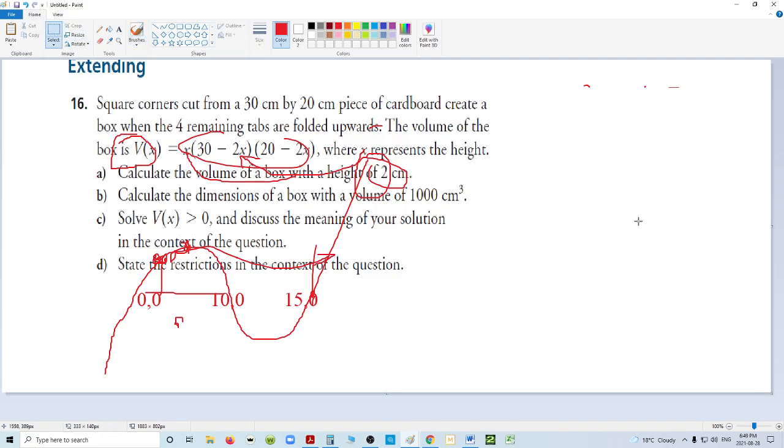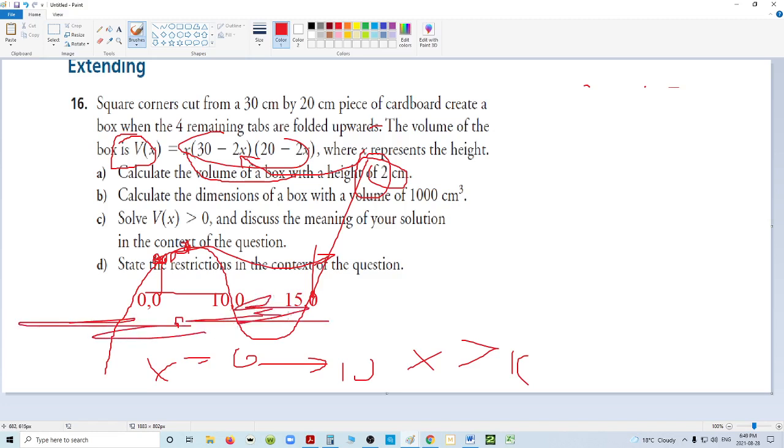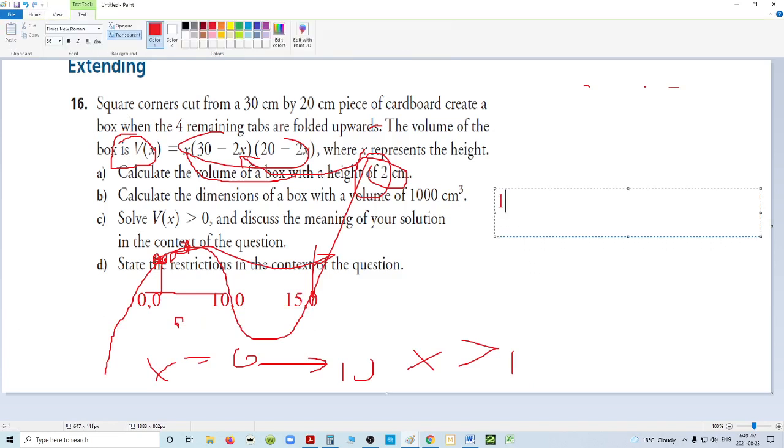Calculate the dimension of the box when it's 1,000. So for that, solve when V is bigger than 0. So that's between 0, 0 and 10. So between x values of 0 and 10. And when x is bigger than 15. All other volumes are negative. See? And then calculation when it's 1,000. So then we'd have to say 1,000. This is a little tougher.